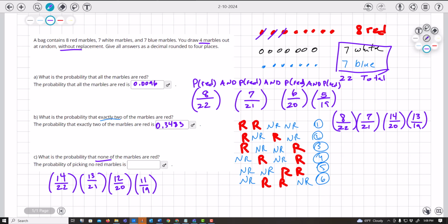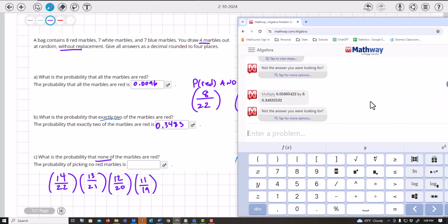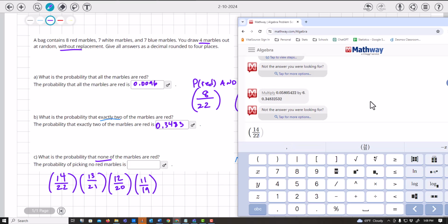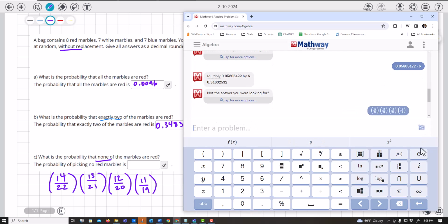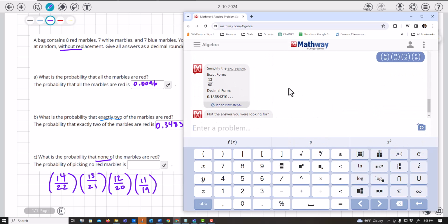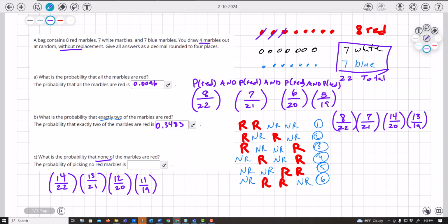Once again, I can throw this into this calculator. 14 out of 22, 13 out of 21, 12 out of 20, and 11 out of 19. And hit evaluate, and I get 0.1368, which would be this last one, 0.1368. And that's it.